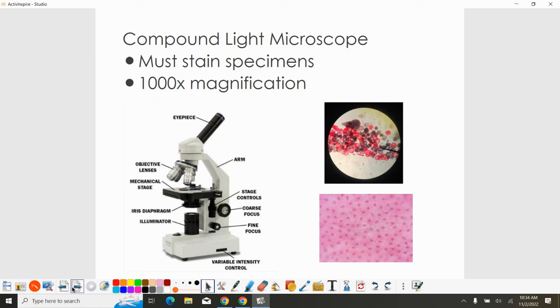Compound light microscopes go up to about 1,000 times the magnification. The ones that we're using in the lab will go up to 400 times magnification. And that does allow us to see the cells themselves and the larger organelles like the nucleus. Those are what the dark red spots are in that bottom picture.